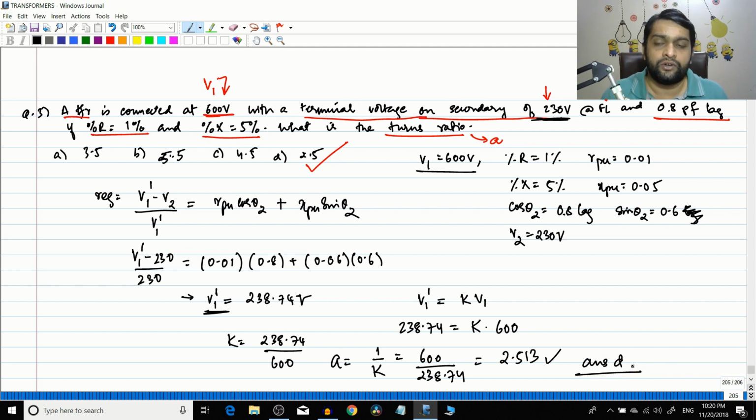So these are three numericals regarding the basics of the voltage regulation. Understanding these numericals is very important because you are using the formulas and you are understanding the usage of these formulas.